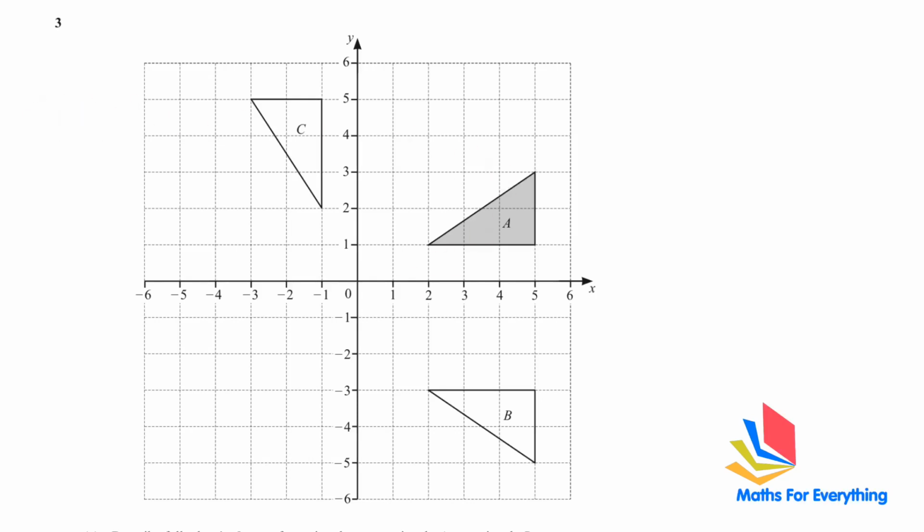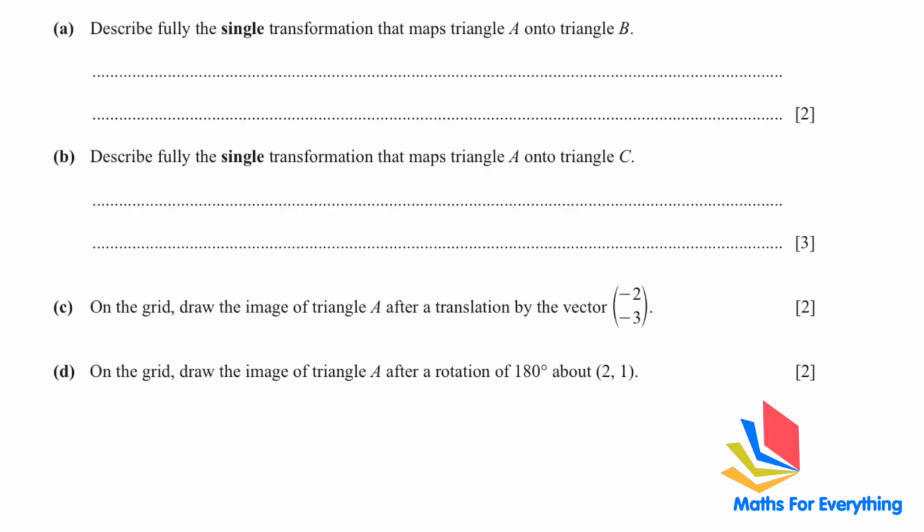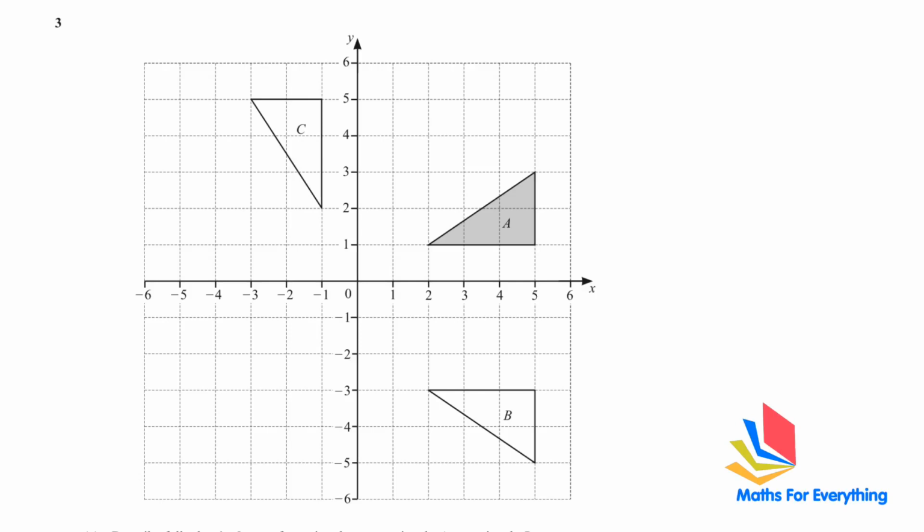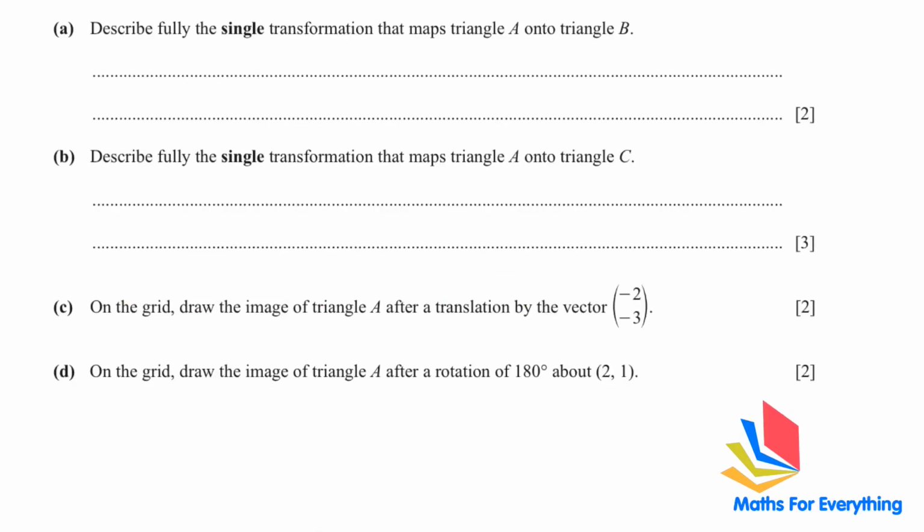Question number 3 is a transformation question. Part A, describe fully the single transformation that maps triangle A onto triangle B. So A onto B, we can say that this is reflection. We have to find the mirror line. This is our mirror line, y is equal to -1. So the transformation is reflection and the mirror line y is equal to -1.